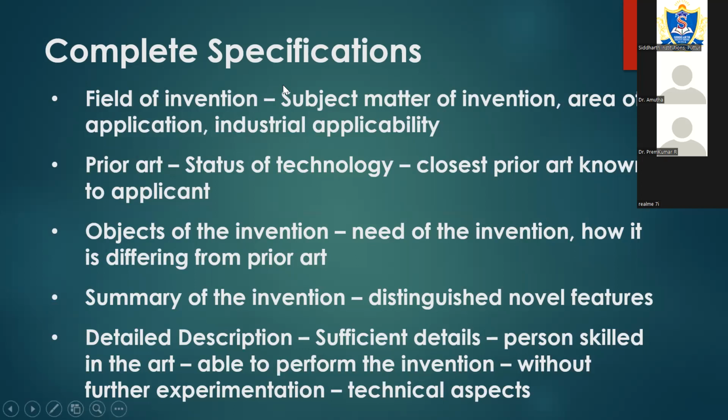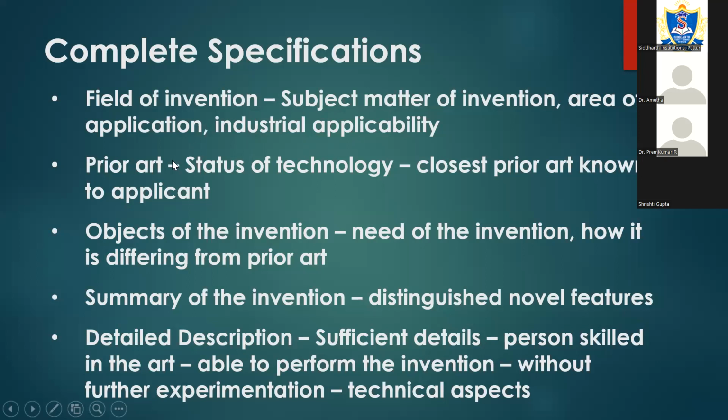For example, if it is related to communication, then you have to mention that this field is related to communication. Again, the field of invention is important to give an overview of which technical field your invention belongs to. It should include the subject matter of the invention in a single line. It is a one-line story of your invention, and the area of application as well as industrial applicability can be included.